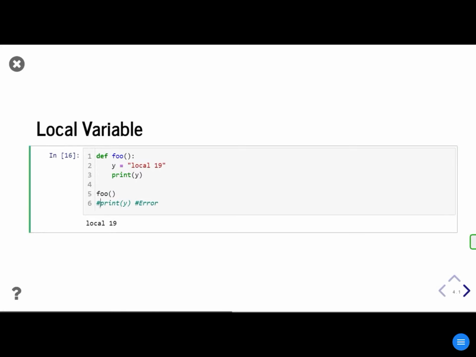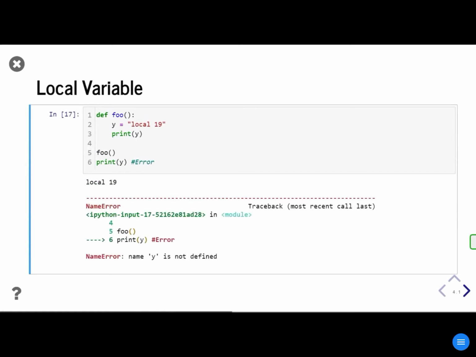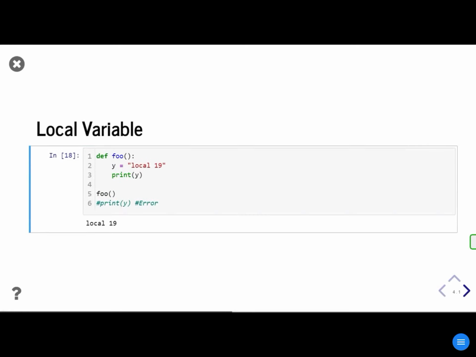What happens if I want to access this from outside this function? It will give me the error. Y is not defined. The same thing we saw earlier. So I will make it commented again and then run. See, no error.